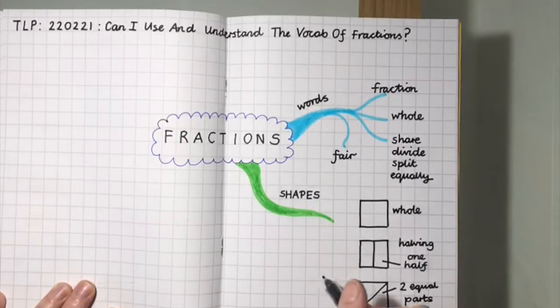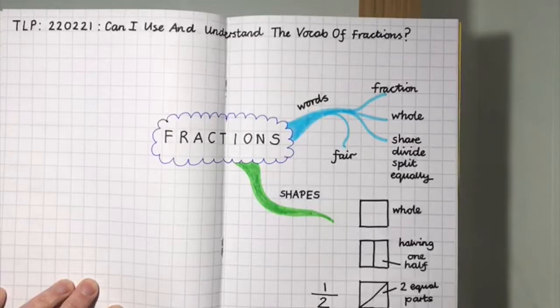Now, in year 2, you would have learnt that we write a half like this. So we have the digit 1 above a line and the digit 2 below the line. Now why do we write fractions like that? That means a half of a whole. So that triangle is half of my square.